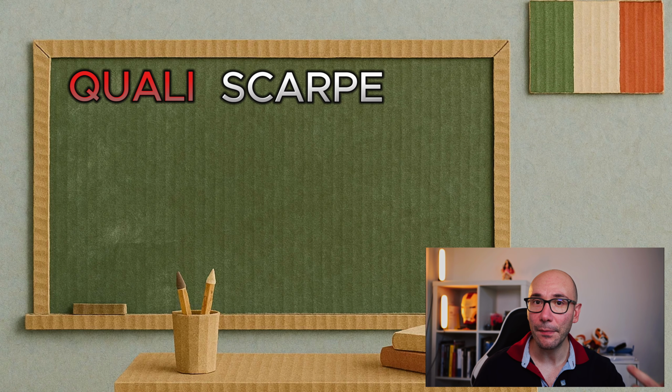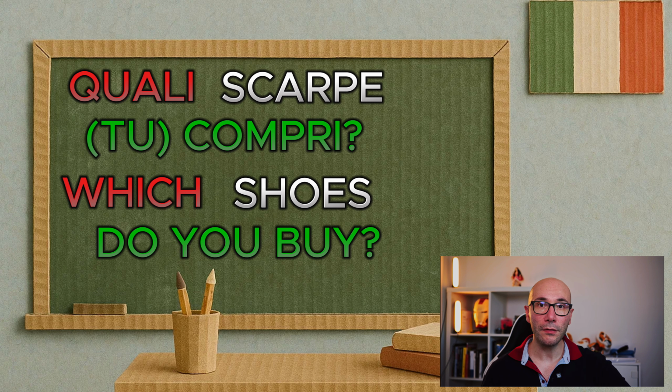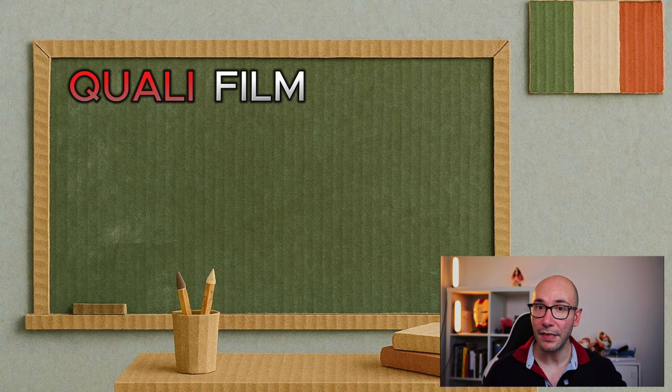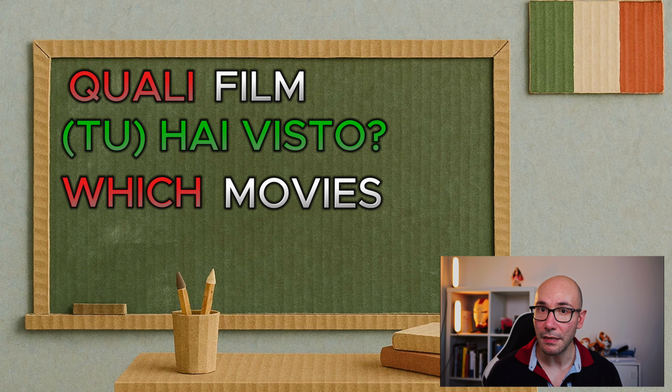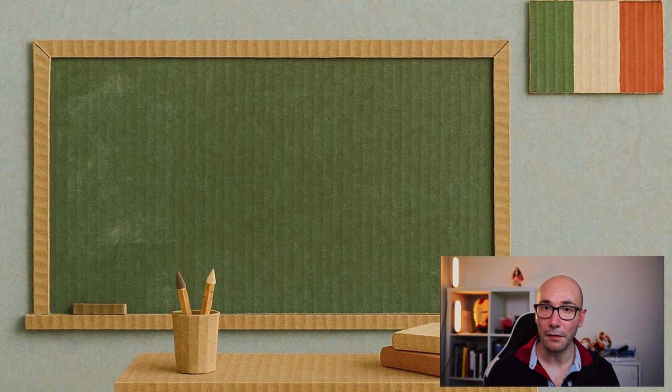For the plural version, again, as I told you before, quale becomes quali. Quali scarpe compri? Which shoes do you buy? Among multiple pairs of shoes, I'm asking for one in particular, the one you are about to buy. Quali film hai visto? Which movies have you seen? Among the group of movies, I'm asking about one in particular.